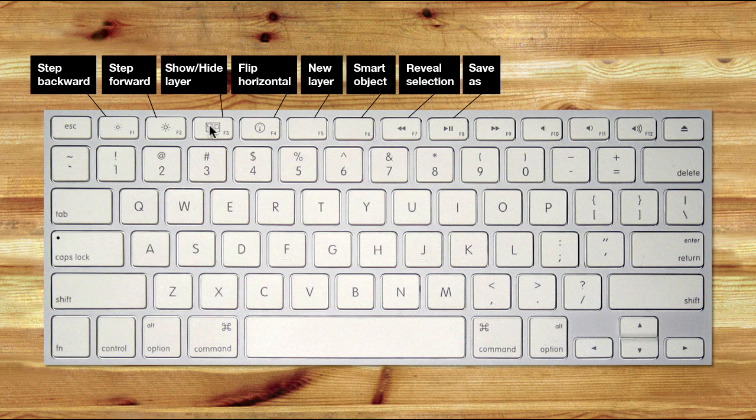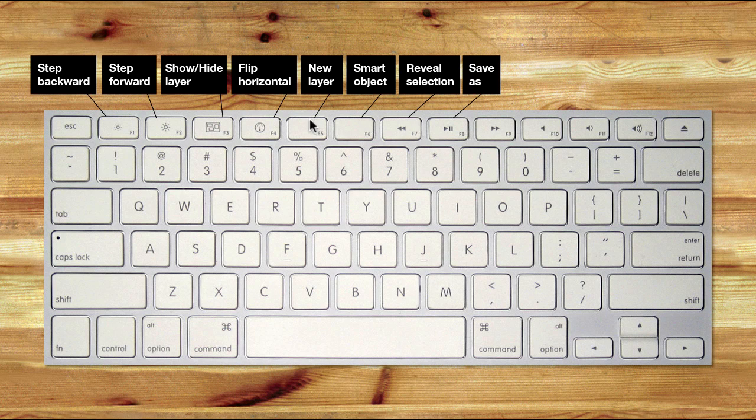Then I have show and hide layer to show and hide the layer which is selected. It can be many layers as well. Then I have flip horizontal, which is set as a default to flip horizontal the selected layer or layers. But if I hold down together Command F4, then that will flip the whole canvas. This is very useful as well because I use this option quite a lot.